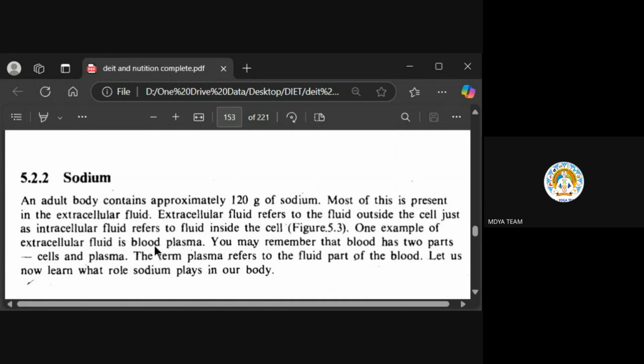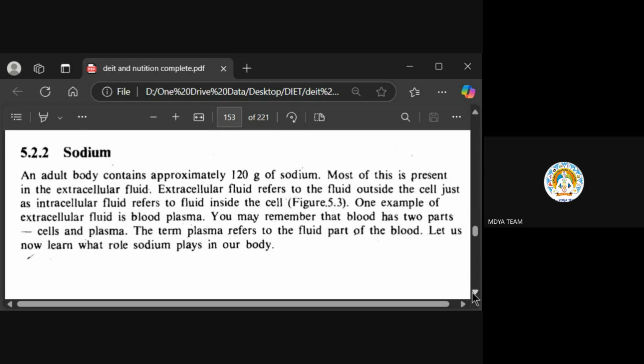For example, extracellular fluid is blood plasma, and the blood has two parts, the cells and the plasma. The cells are the red blood cells, white blood cells, and the platelets, and the liquid part is basically the plasma. So that plasma is basically the extracellular fluid. So plasma refers to the fluid part of the blood.